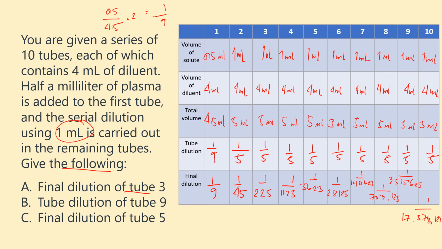Okay, so you have to provide the following. The final dilution of tube number 3, so that is 1 over 225. The tube dilution of tube number 9. So tube number 9 has a 1 over 5 tube dilution. And the final dilution of tube number 5, which in this case is 1 over 5625.